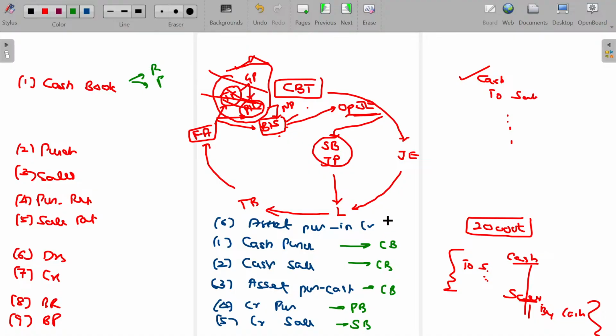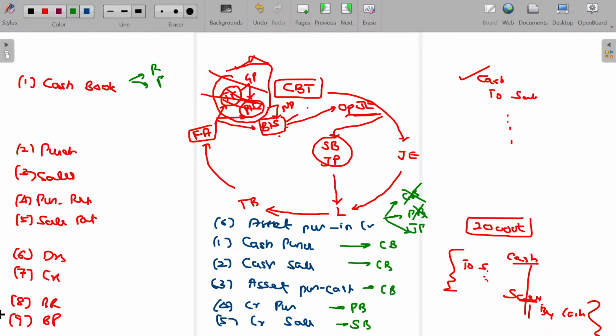What about an asset purchased in credit? Now the question is, will it come in the cash book? No. What about the purchase book? Will it come in the purchase book? Yes or no? Only two choices I have given. So Niranjana has given me the answer. No. Then where will it come?